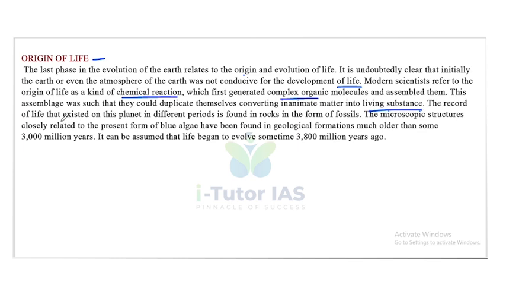The record of life that existed on this planet in different periods is found in rocks in the form of fossils. The microscopic structures closely related to the present-day blue-green algae have been found in geological formations much older than some 3,000 million years ago. It can be assumed that life began to evolve sometime 3,800 million years ago.